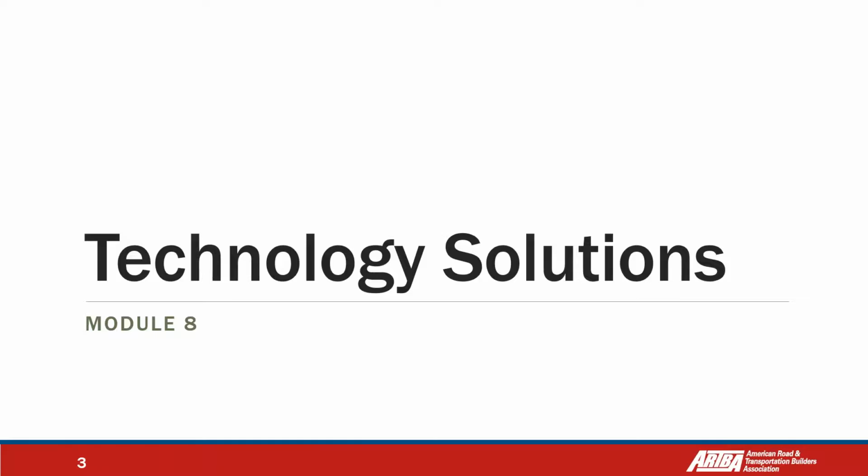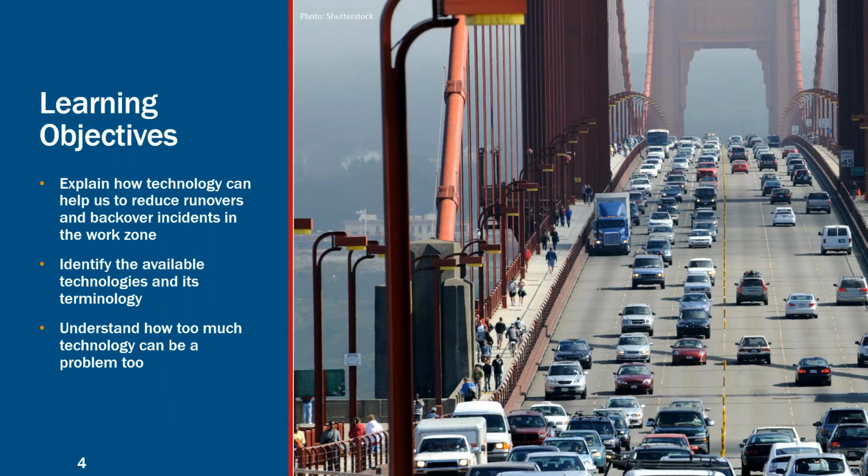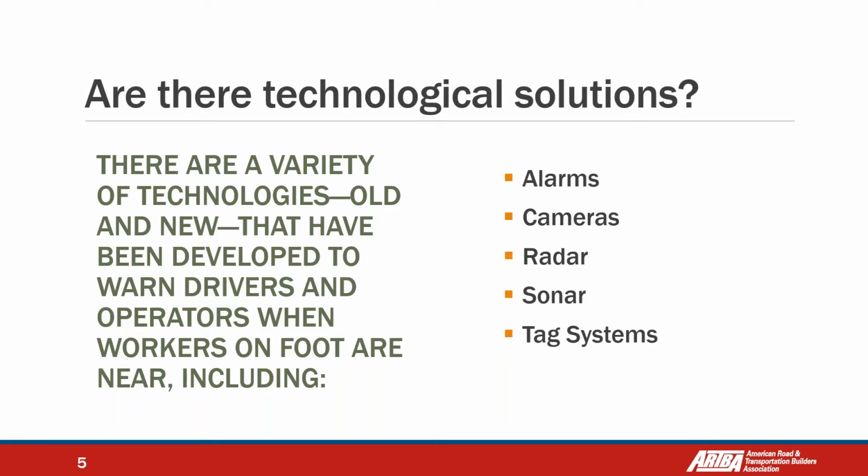or what's happening. So what we want to learn a little more here is explain how technology can help us to reduce runovers and backovers incidents in the work zone, identify the available technologies and its terminology, understand how too much technology can be a problem too. Okay, it's about technology, also it's about investment. You know, it's a little more expensive, but as I told you, it's an investment, not an expense. This investment can help you to improve safety and prevent an incident, if possible.